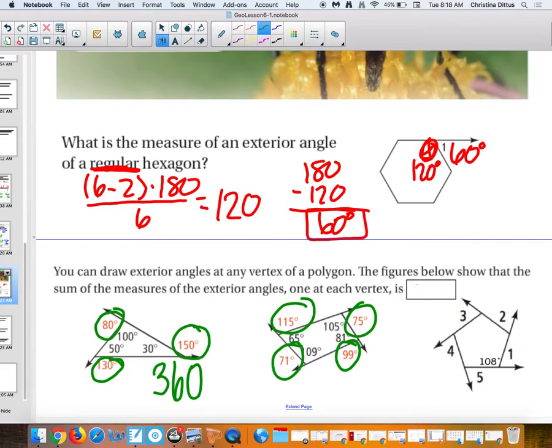No matter what shape you have, meaning no matter how many sides you have, your exterior angles are always going to equal 360. Okay? So let's look at our hexagon. If this one is 60, how many exterior angles do I have? A total of 6. If I take 60 times 6, do I reach that 360?